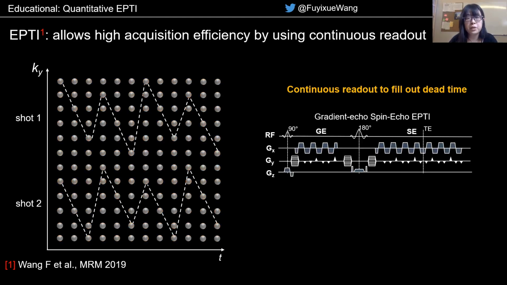EPTI also allows for high acquisition efficiency by using continuous readout to fill out any dead time between the pulses. And here's an example of how we are playing these small gradient blips to acquire the EPTI trajectory in the KYT space.